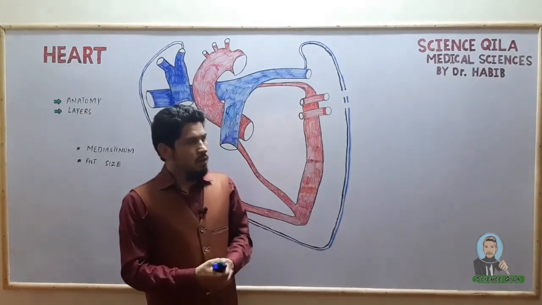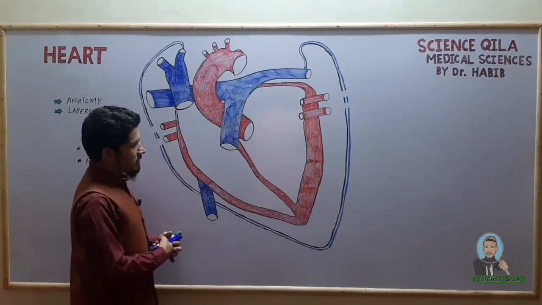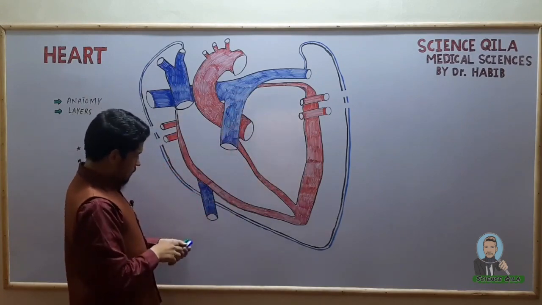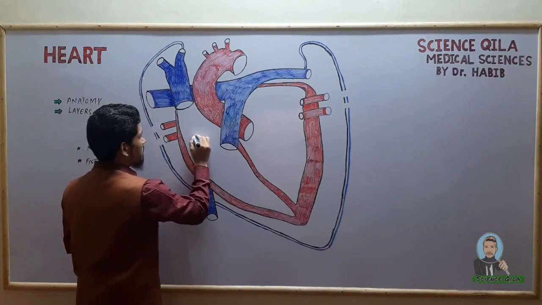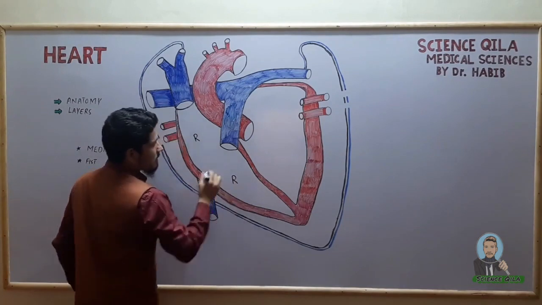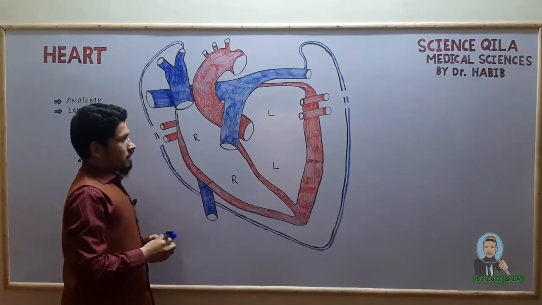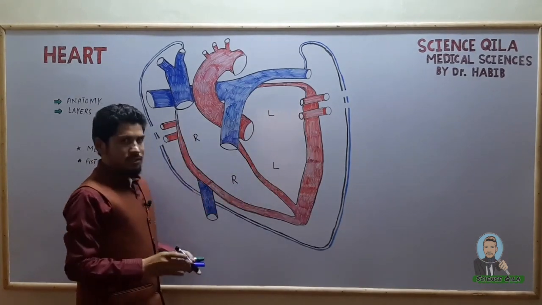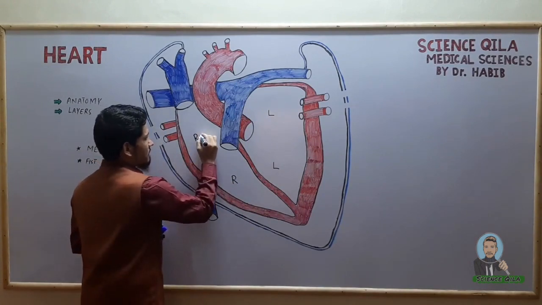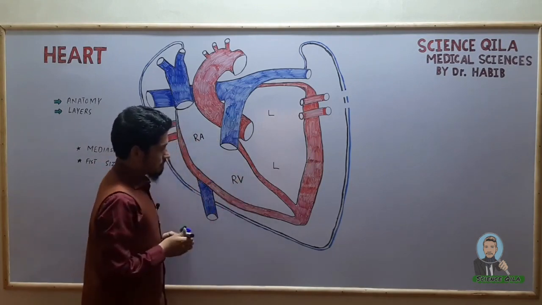Okay, here you can see the big diagram of the heart, where this is the right side of the heart and this is the left side of the heart. The right side of the heart is divided into 2 chambers, the upper chamber and the lower chamber. The upper chamber is called the atrium, and the lower chamber is called the ventricle.